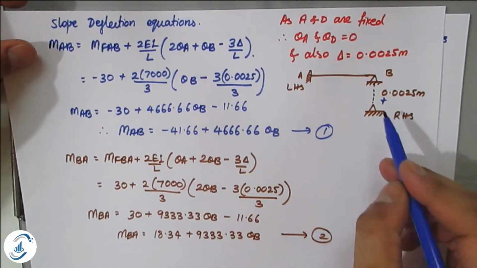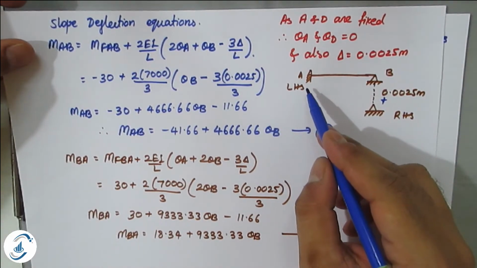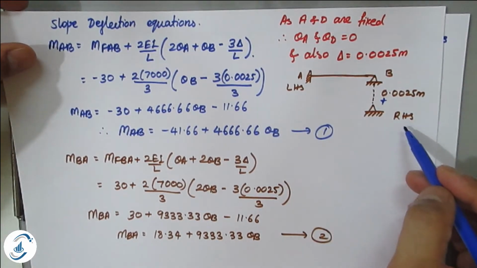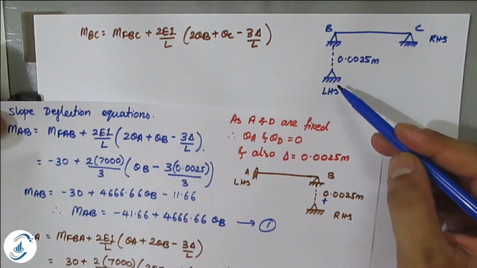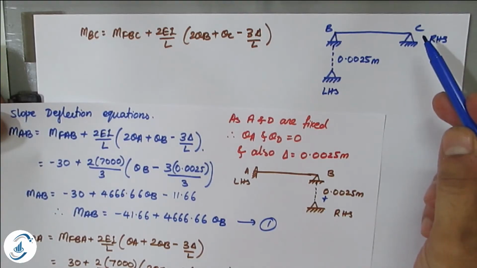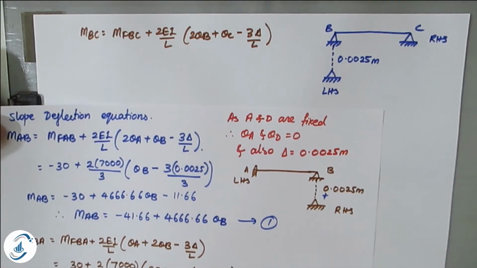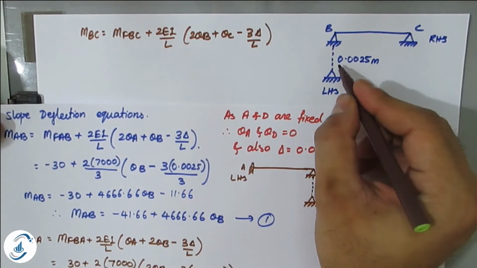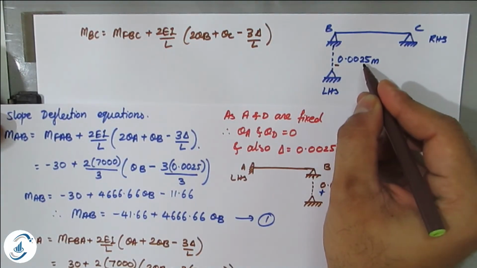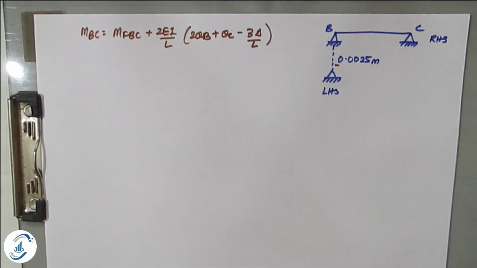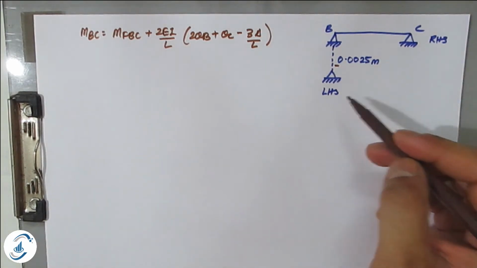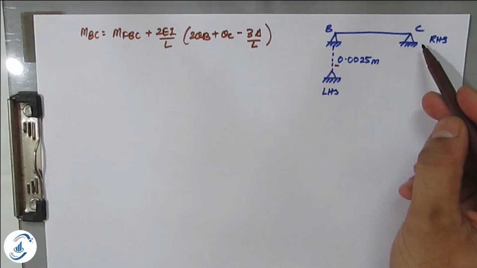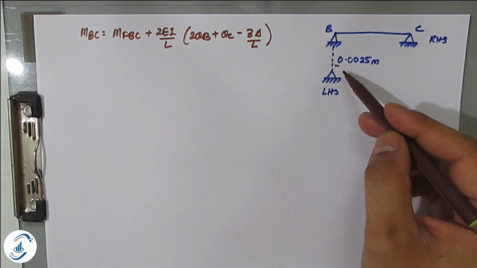So if you see here, in the previous span, the left hand side support was at the top, the right hand side support was at the bottom, therefore delta was positive. Here the left hand side support is going down compared to the right hand side support, so therefore delta will be negative here. So this will be minus 0.0025 meter. I hope you understand. So once again I'll repeat, if the left hand side support is going down compared to the right hand side support, then the delta becomes negative.